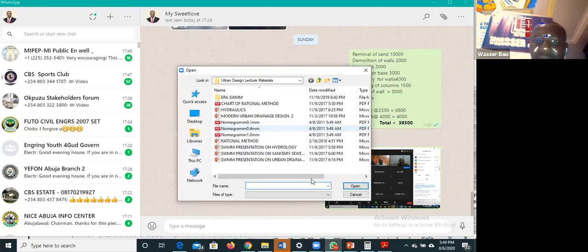Remember, for the sewer, I use the one for 1.0. For the stormwater, I use the one for 1.1. I use 0.1 because I'm using PVC pipe, and that's what you use for sewer line. And then for stormwater line, I use the one for 1.0.